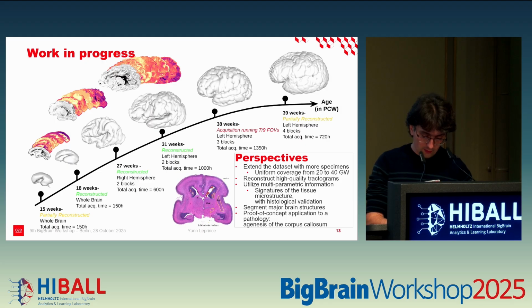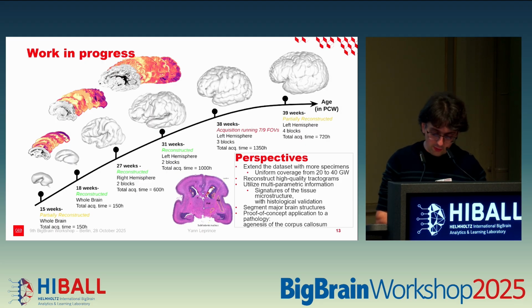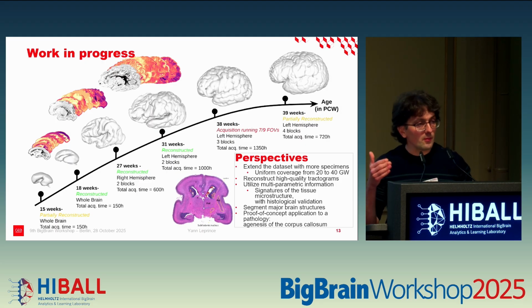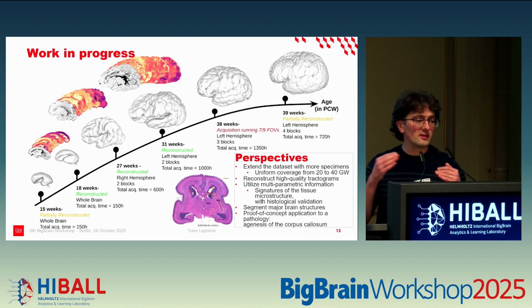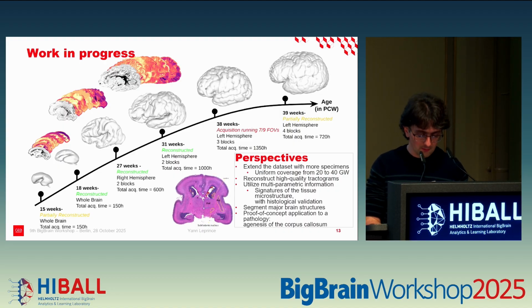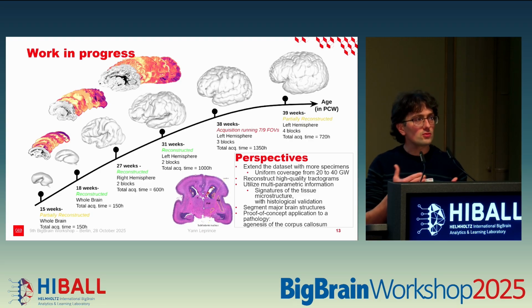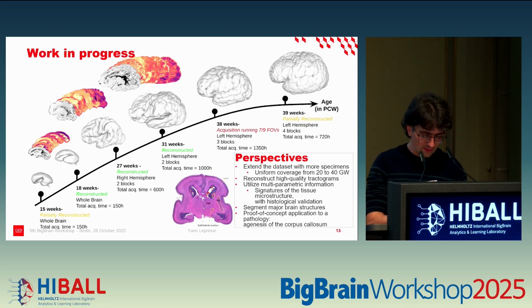So these are the perspectives for this work. We want to develop multi-parametric tissue signatures based on the multi-modality. We want to exploit the diffusion imaging to reconstruct tractograms because MRI really has this unique power to delineate the fibers in full 3D. And we will do some proof of concept application to brains with agenesis of the corpus callosum to see if we can describe specific anomalies in these brains.